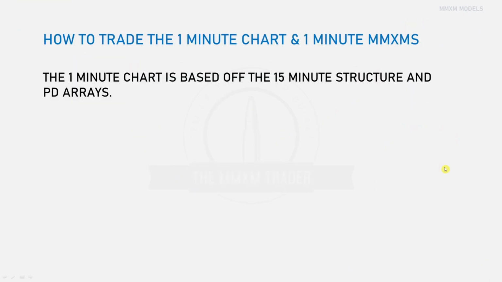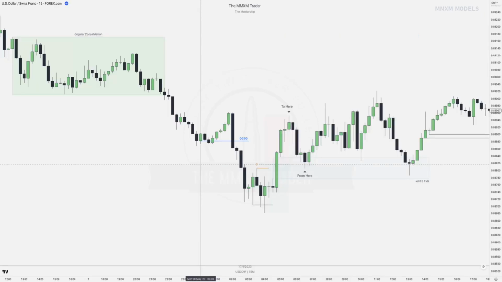So how to trade the 1-minute chart and 1-minute market maker models. The 1-minute chart is based off the 15-minute structure and PD arrays, right? So remember about time frame alignments from monthly to daily structure and so on and so on. And now we go from that 15-minute PD array into a 1-minute market maker model. Right, so we've got USD Swiss franc again, same chart. And now we can dive into an even lower time frame to scout where we can get in.